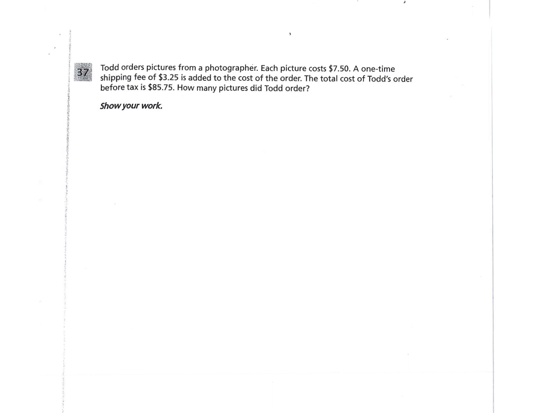Problem number 37. Todd ordered pictures from a photographer. Each picture cost $7.50, and then there's a one-time shipping fee of $3.25 that is added to the cost of the order. The total of Todd's order is $85.75. Now here's the key. How many pictures P did Todd order?